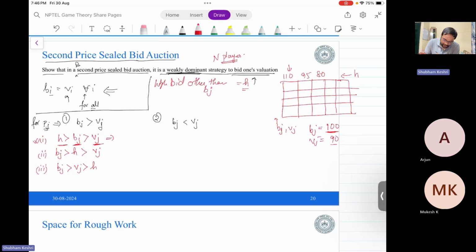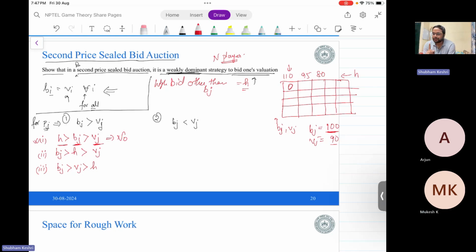So in this case, does player J win? No, player J will not win, because there is a bid H which is higher than his bid. He is player I, the guy who is bidding. BJ is his bid, VJ is the player J's valuation, and H is the highest bid except his bid. And we are calculating for player J.